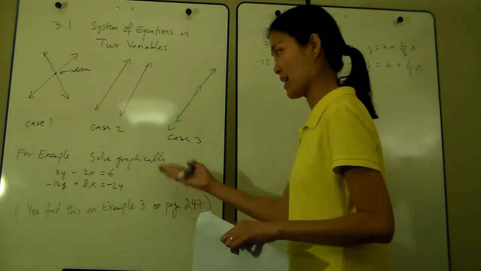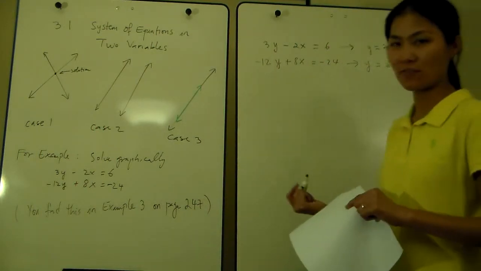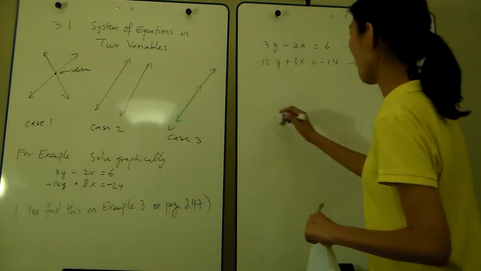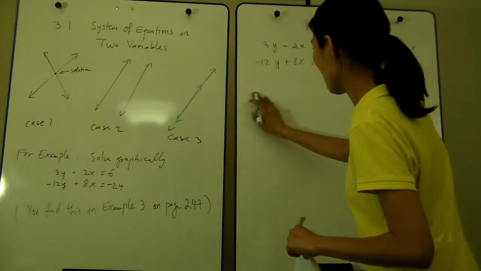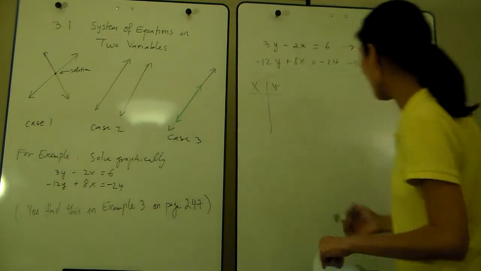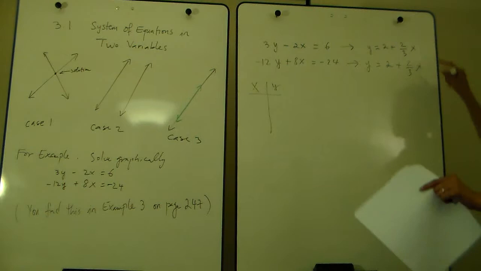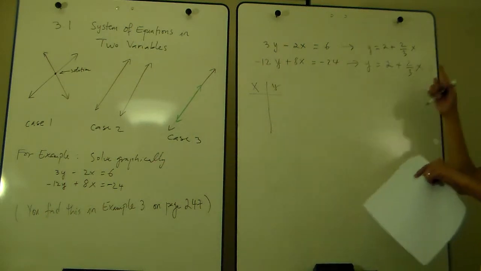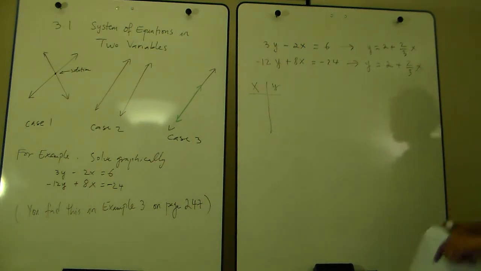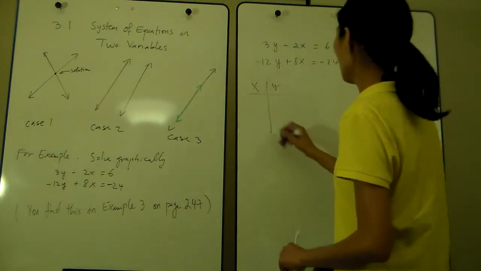Because the question says solve graphically. That means you have to graph it, even though you already know the answer. Okay, so let's graph it. Start by drawing a table, x and y. Now this time there's only one line. Even though you're given two equations, it's actually only one line. That means only one equation, so I only need to draw one table.